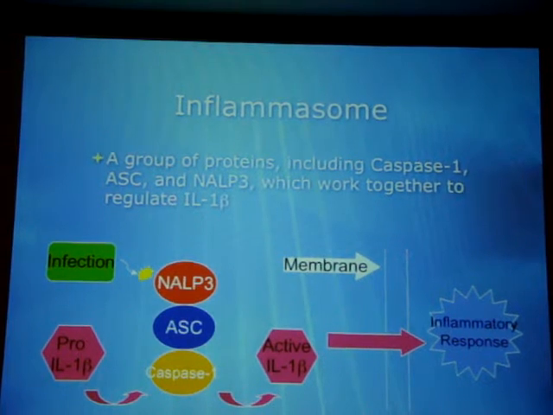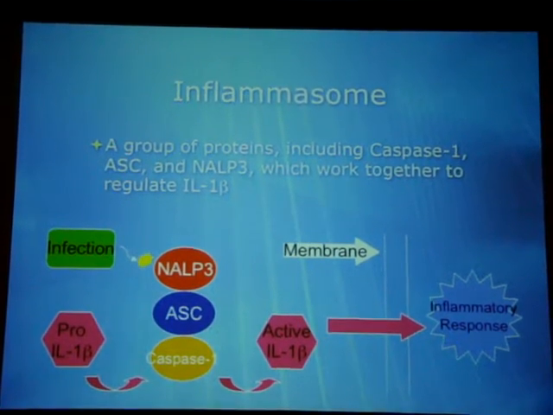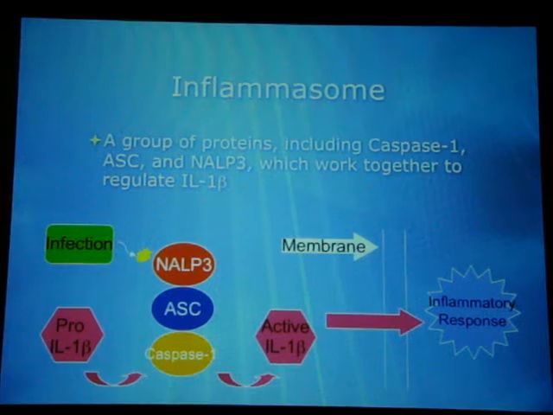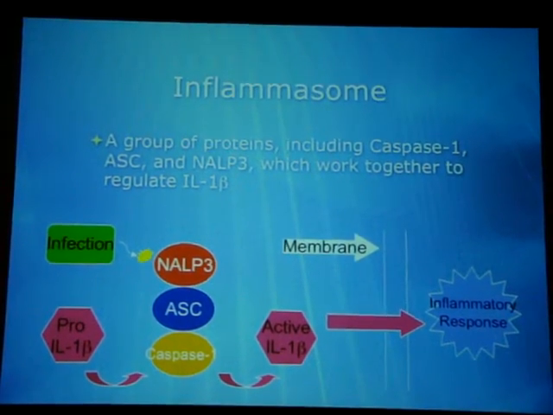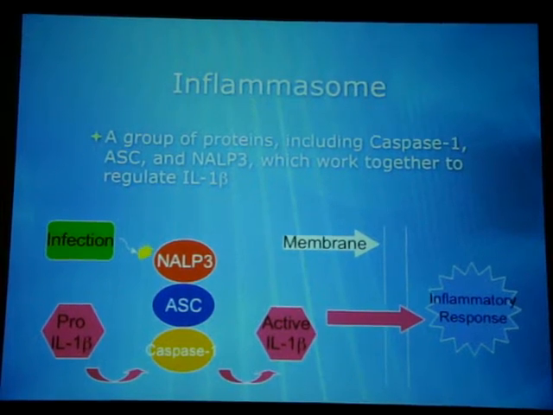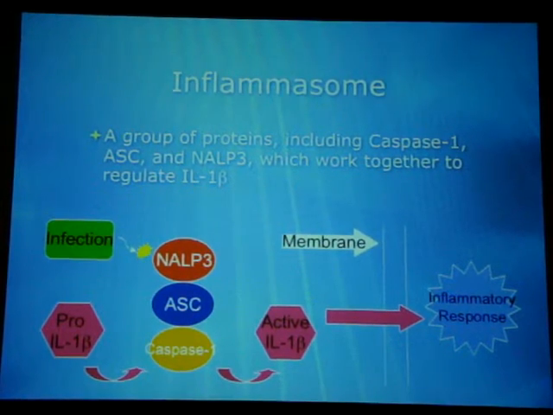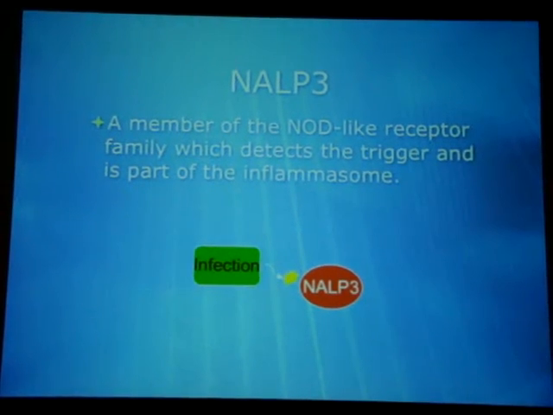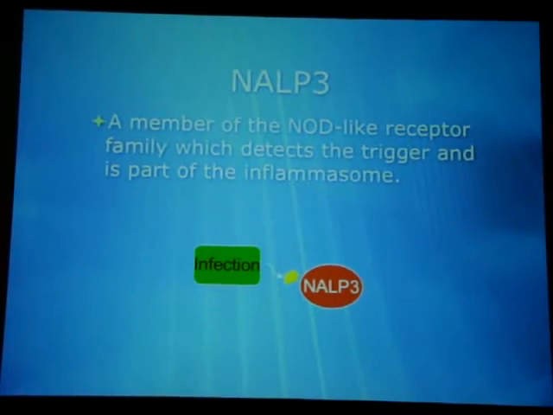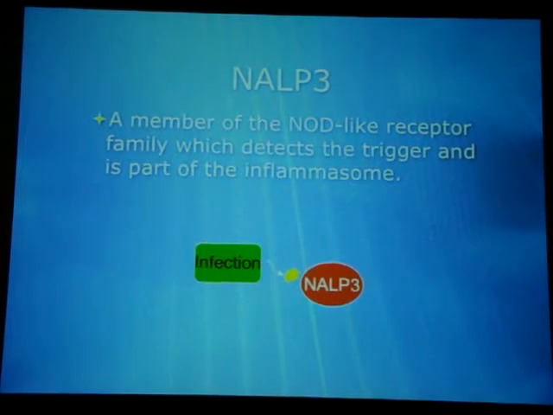I mentioned NLRs earlier, one of which is NLRP3, which works through the NLRP3 inflammasome, which you can see here. This is thought to work together to activate IL-1 beta. I'll now go into detail about each step of this process. The first step is when NLRP3 detects an infectious component in the cytoplasm.